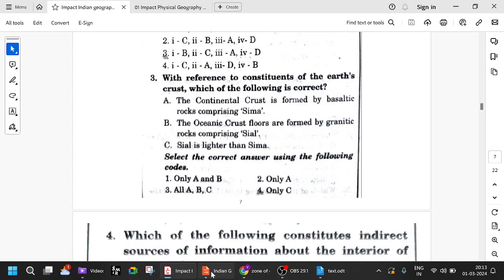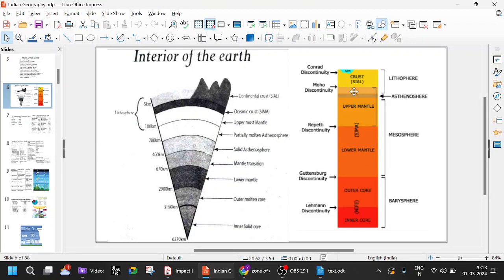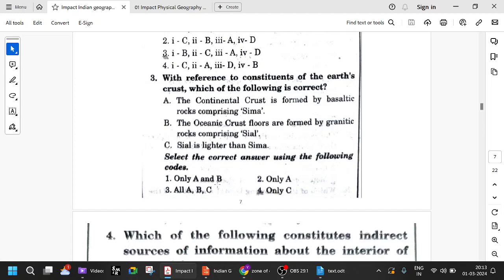So see, by studying this particular diagram, we are able to answer the question easily. So these are all very important. So only option C is the correct one. These both are wrong. So first comes Sial, next comes Sima, then comes Nife.